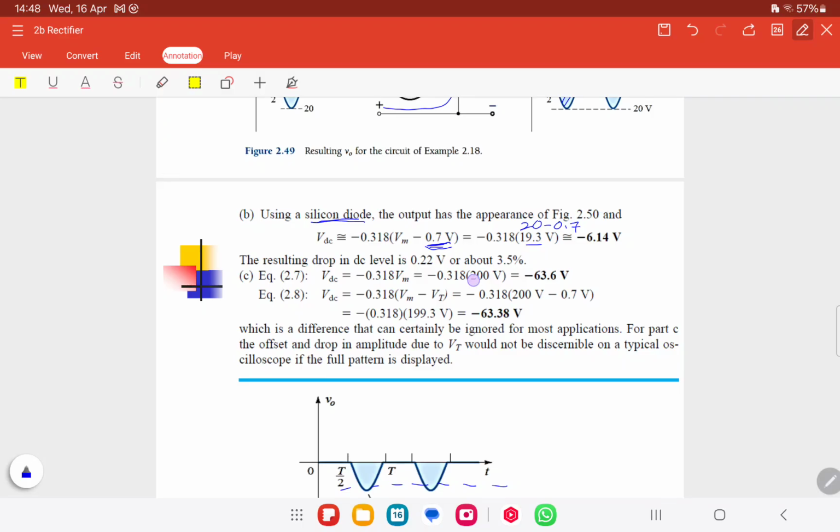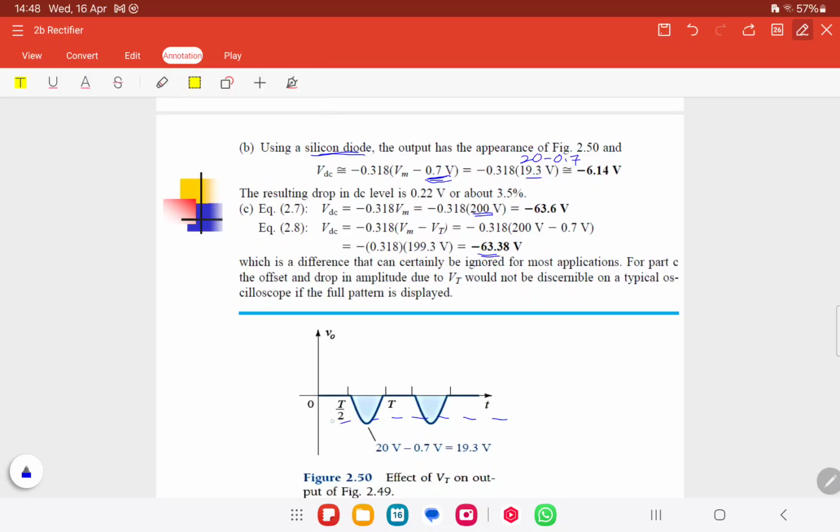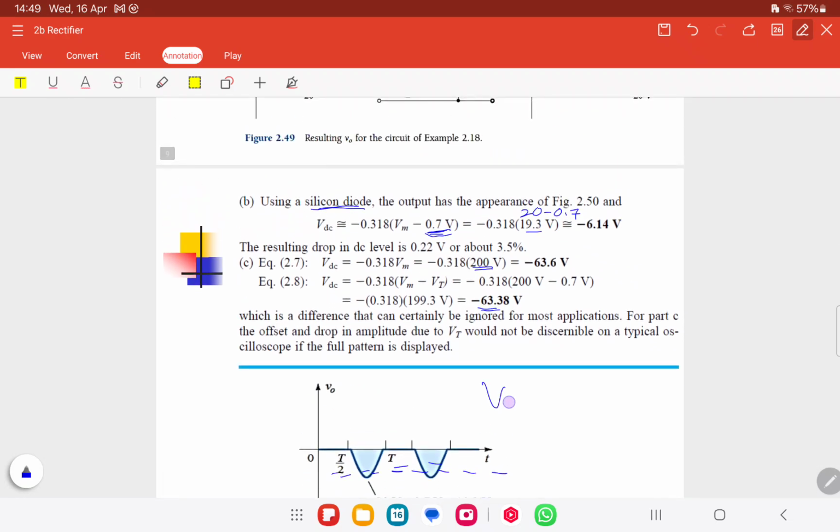Okay, VM, this is the value of the VM. So you just plug in the value of the VM, you get the final VDC yang sini nanti. Okay, minus kat bawah dia lah. Okay, Vm equals to Vmax minus VD for silicon, if it is silicon. If it is germanium, then you need to minus for germanium.